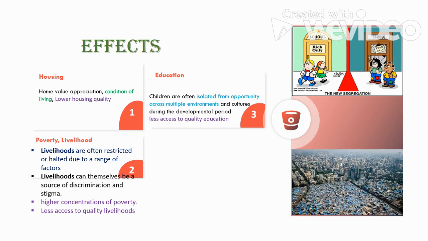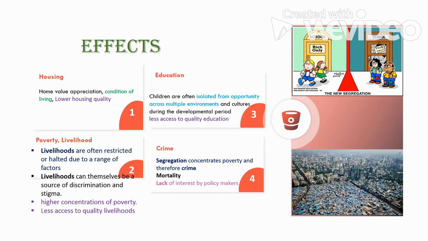Now crime. See, the birthplace of crime is poverty. That is why you can see the various underworld characters have all developed basically from these segregated localities.